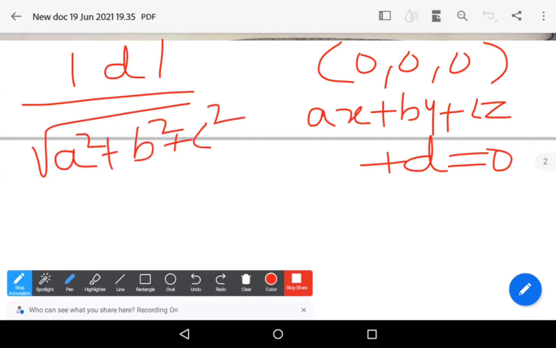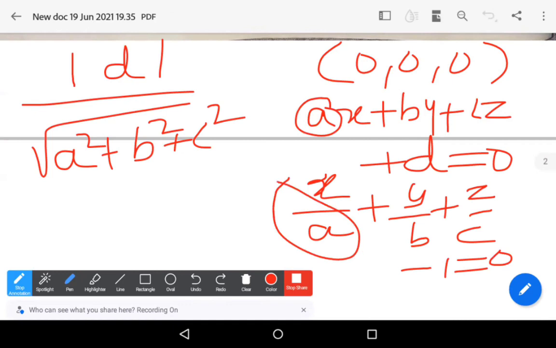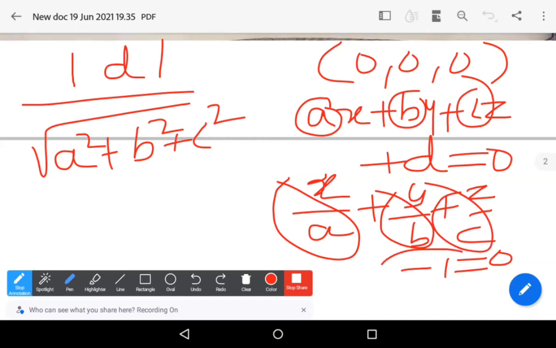Here in our problem, the plane is x by a plus y by b plus z by c equals 1, which means x by a plus y by b plus z by c minus 1 is equal to 0. Instead of a, we have 1 by a. Instead of b, we have 1 by b. Instead of c, we have 1 by c. Instead of d, we have minus 1. Mod d is mod minus 1, you get 1.